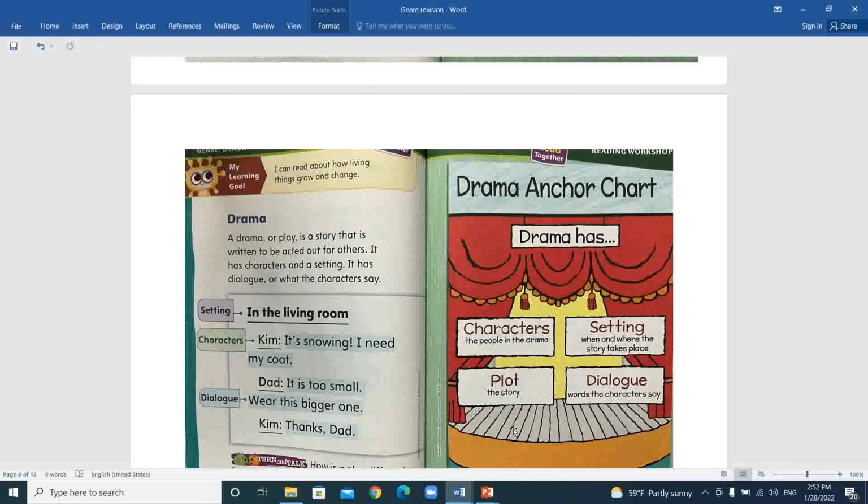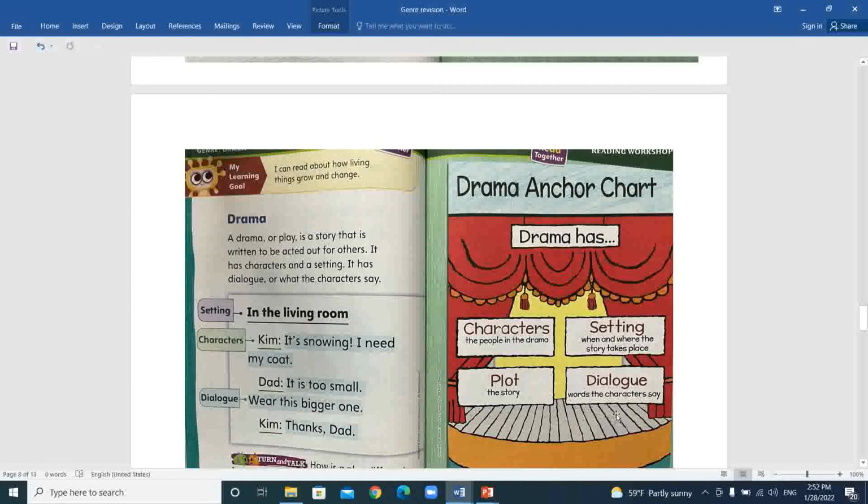Okay? So a drama is a story that has characters, it has a setting, that means it has a place. Okay, it can be in the bedroom, in the living room, in the garden, wherever. Plot. The word plot means the events in the story. Okay, every story has a beginning, middle, and end. So the word plot means the events in the story. What happened in the beginning, what happened in the middle of the story, what happened at the end.